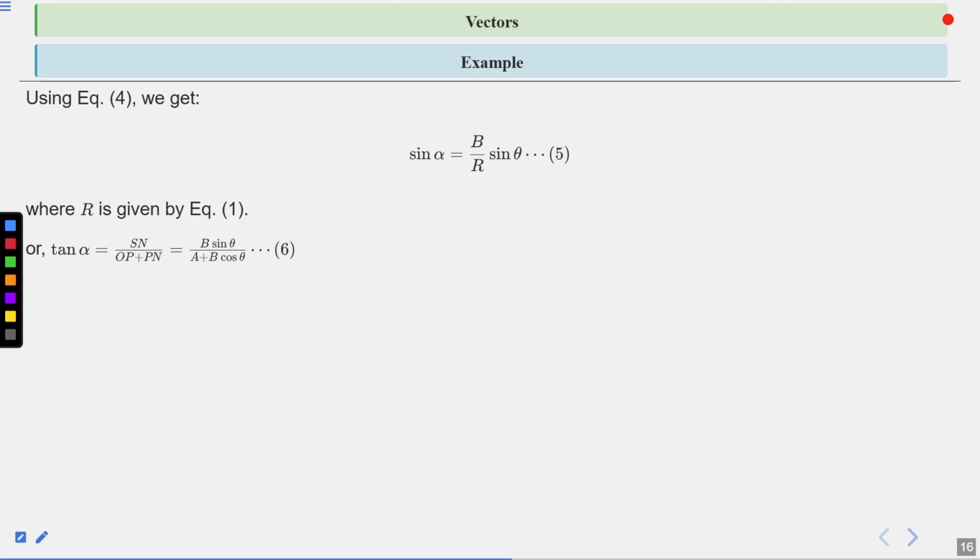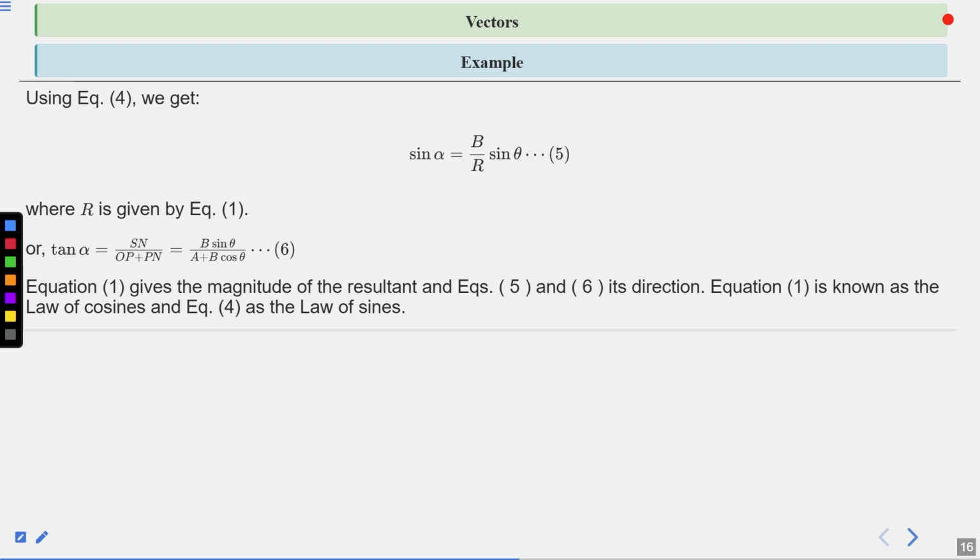So tan alpha is equal to SN divided by OP plus PN, where SN is B sin theta and OP plus PN is A plus B cos theta. So equation first gives the magnitude of the resultant, and equations 5 and second give its direction. Equation 1 is known as the law of cosines, and equation 4 as the law of sines.